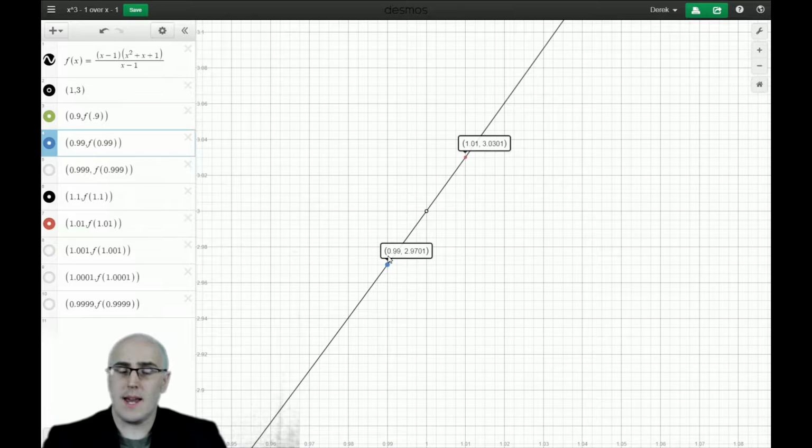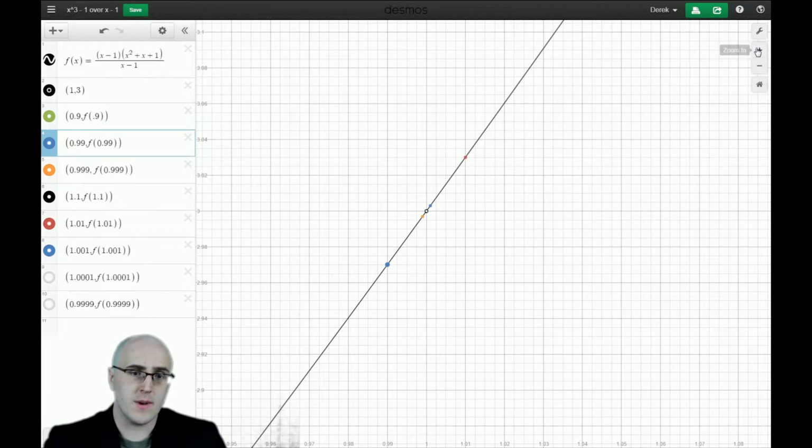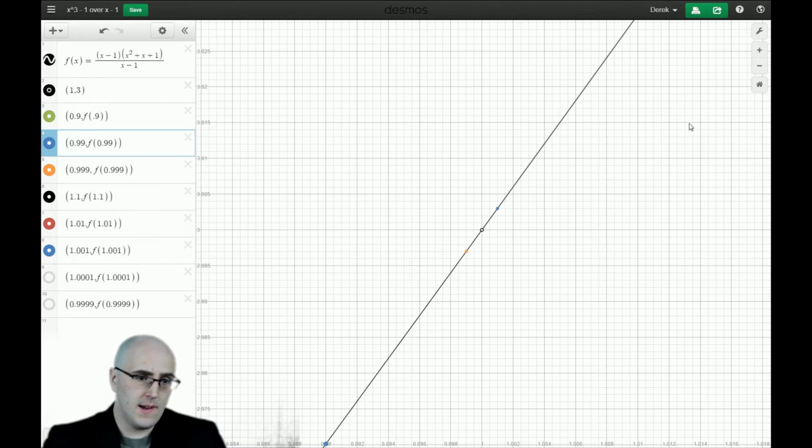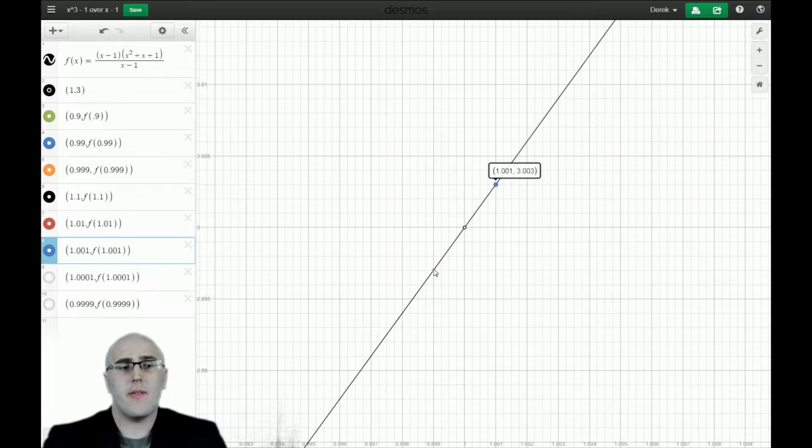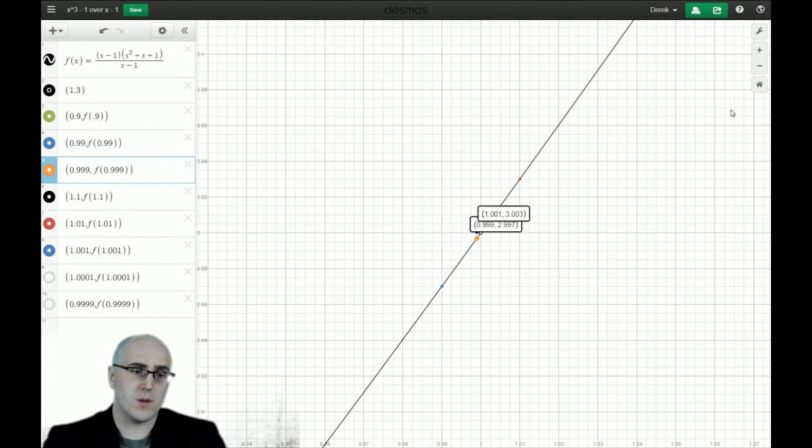And I'm going to take this step again. I'm going to go even closer. I'm going to go to 0.999 and f of 0.999. And then 1.001 and f of 1.001. We're going to zoom in so we can see them. Alright, by now you should be able to see the pattern that the closer we get to 1, the closer our value of the function gets to 3. As you can see, it's approaching from both sides, and our other points are also getting closer to 3.